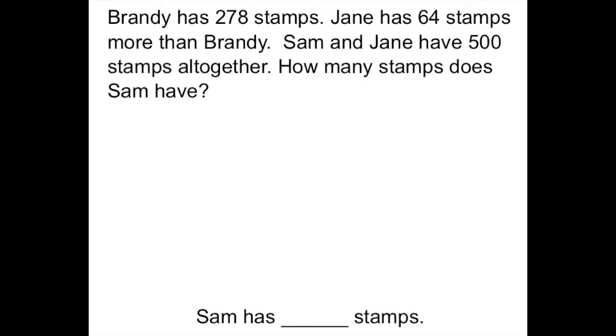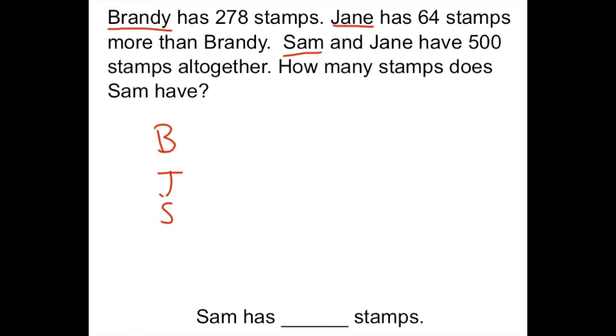So this problem at first may seem pretty complicated, so our first step is to get down all the information we can in our bar model. I know that I have three people, Brandy, Jane, and Sam. And I'm going to be comparing three different amounts. So I'm going to make a bar for Brandy, Jane, and Sam.